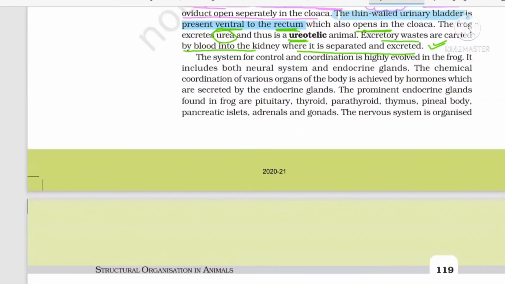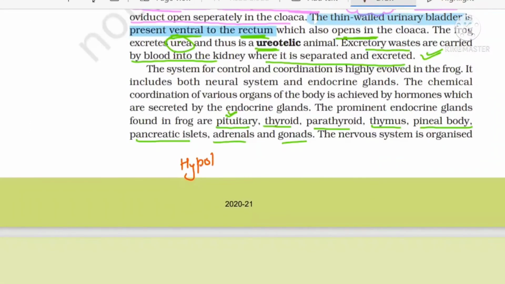Now, if you know the nervous system, it has endocrine glands like pituitary, thyroid, parathyroid, thymus, pineal gland, pancreas, adrenal gland, gonads. So what we have to remember here, if you see, hypothalamus, they have not mentioned. Remember this exception. Hypothalamus, they have not mentioned. Pituitary they mentioned, thyroid, parathyroid they mentioned. Pineal gland, thymus, all they mentioned, but hypothalamus they have not mentioned.